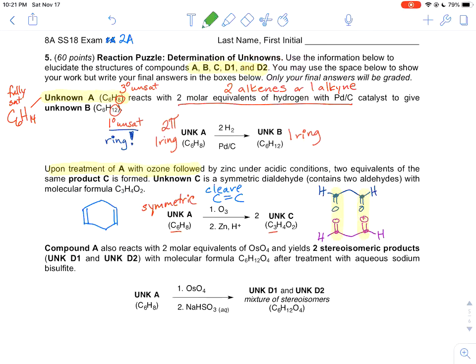Since we know that unknown A is this structure here, we know that if it went under catalytic hydrogenation with 2 equivalents, that the 1 ring would be the cyclohexane. So we already know A, we already know B. We'll copy those down there at the bottom.